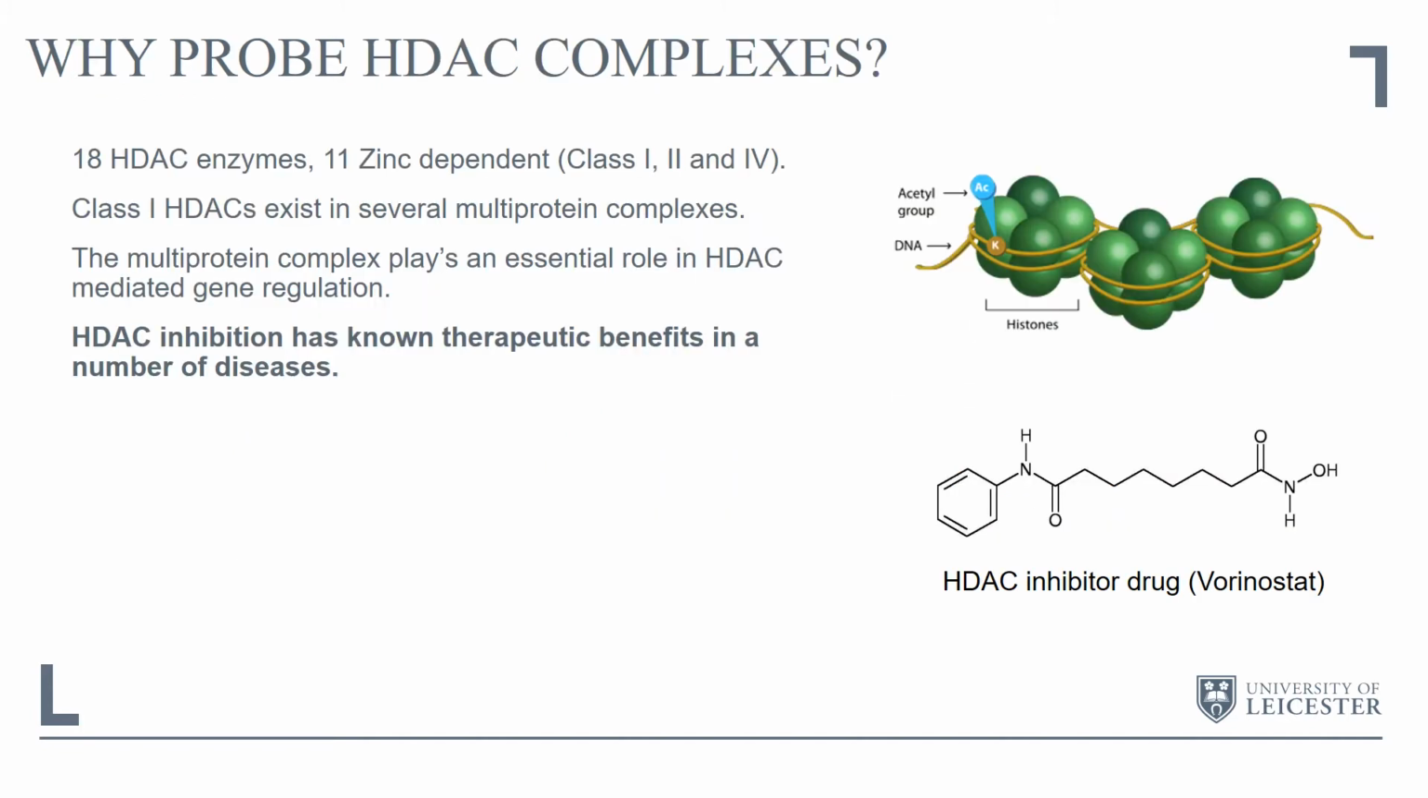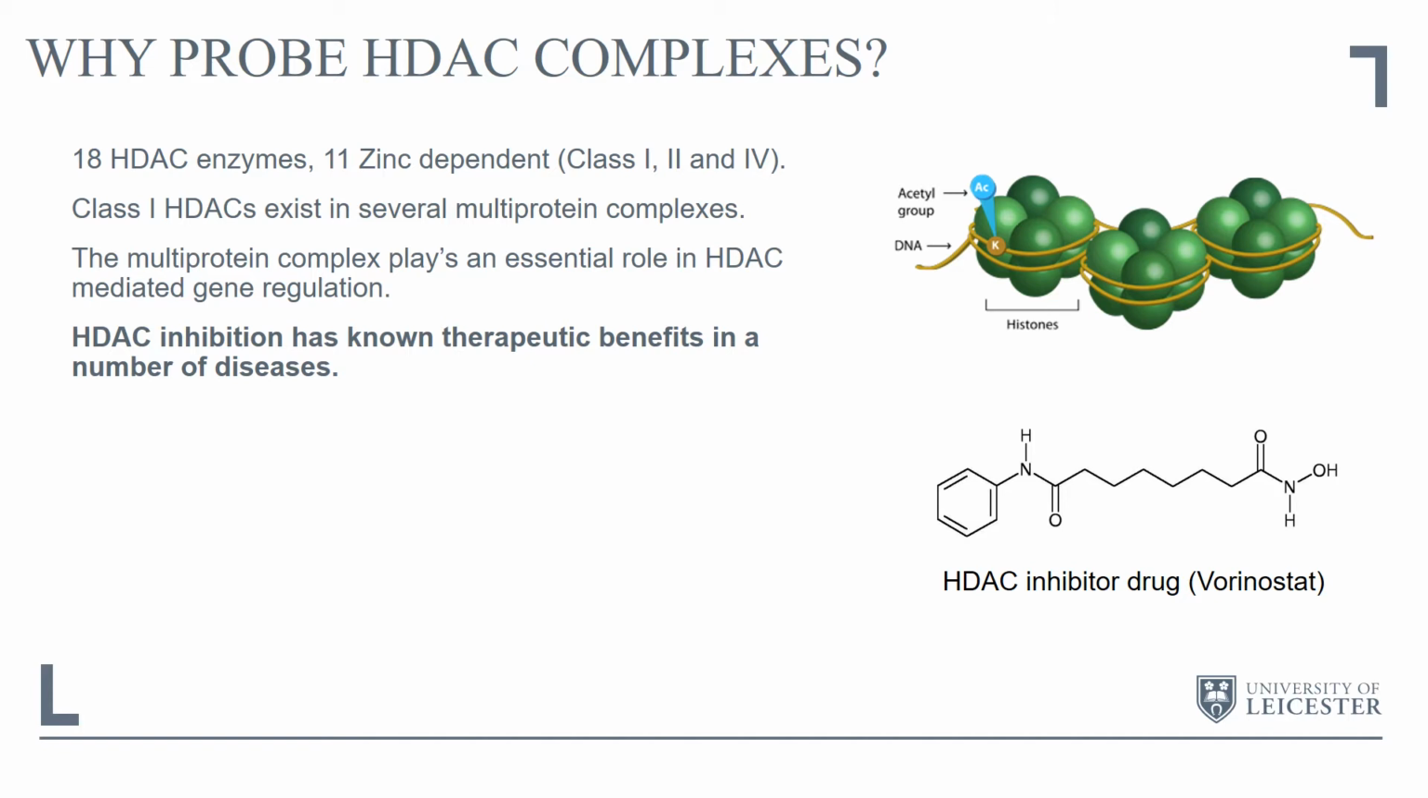Okay, so why probe histone deacetylase complexes? Basically, in every human, there are 18 HDAC enzymes. 11 of those have zinc in their catalytic active site. And not only that, these class 1 HDACs, so 1, 2, and 3, exist in several multiprotein complexes. So there are quite a few HDAC enzymes in the body. And they exist also in different types of multiprotein complexes.